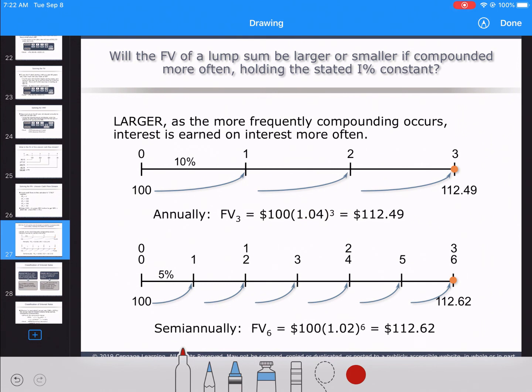So if you see the distinction between frequent compounding versus only once, this is compounding once, and once you do that you get 112, but if you do it twice, compounding twice, 112.62. Even though the difference seems to be low, frequent compounding will make it bigger. And what you see here annually is only 3 years. But now here there are 6 periods because semi-annual is twice.